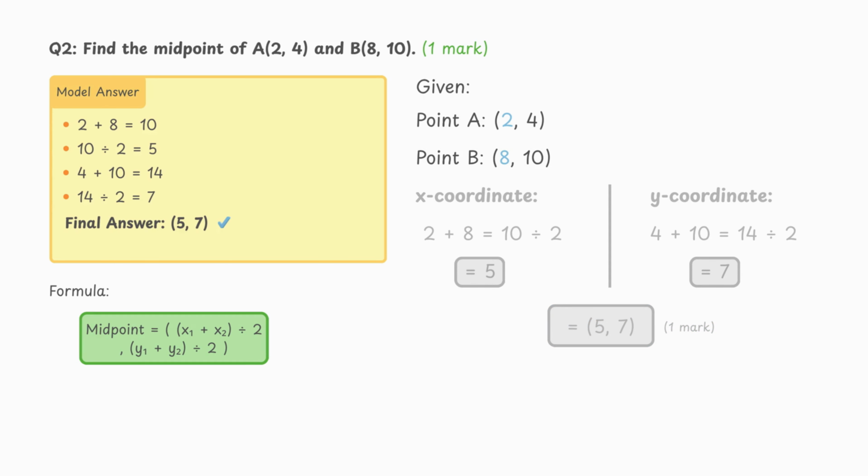You can also think of it like finding the average of the x values and the average of the y values. The average of 2 and 8 is 5. The average of 4 and 10 is 7. So the midpoint is 5, 7.